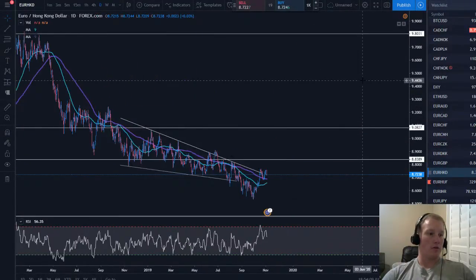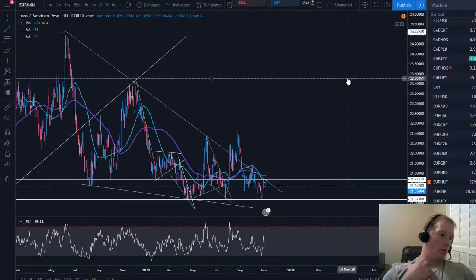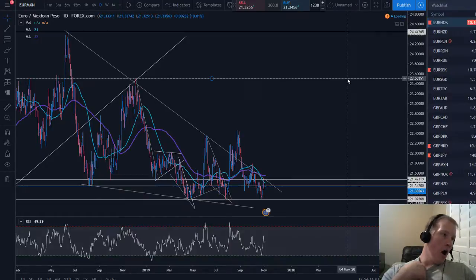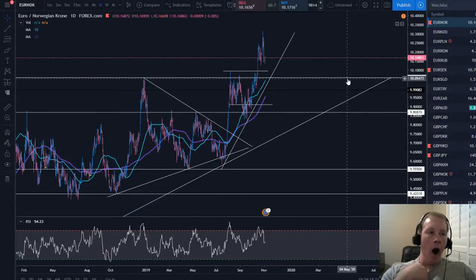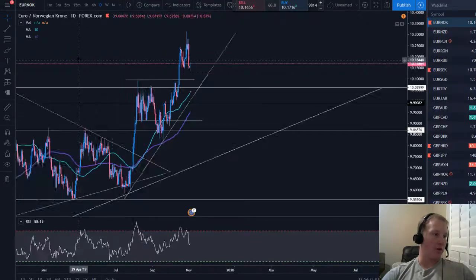Nothing on these. Let's see here. Euro Norwegian krone looks like it's going to form a head and shoulders here. Let's watch for that right shoulder to form.